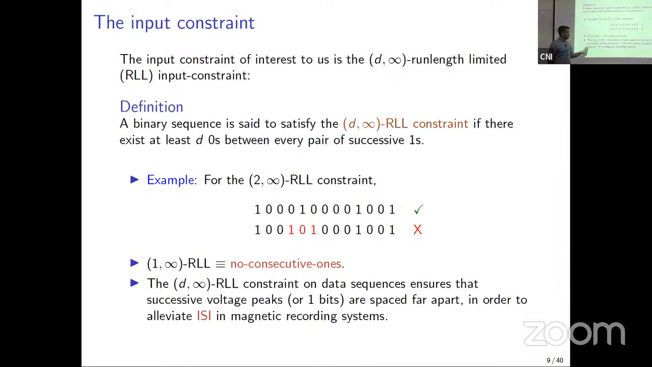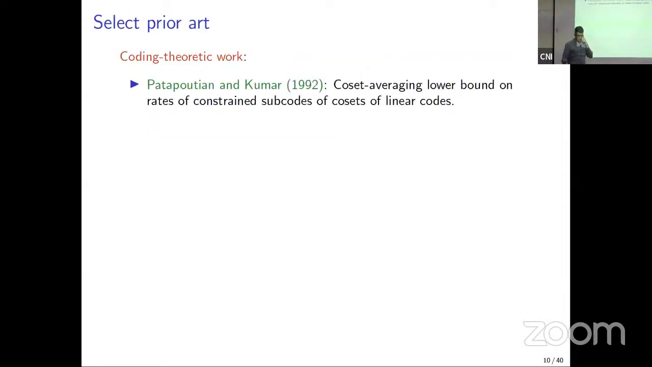And these are constraints that have been traditionally used for inter-symbol interference alleviation in magnetic recording, simply because it ensures that the voltage peaks, which correspond to ones, are sufficiently far away. Now, there's a lot of work on these runlength-limited channel models in the context of computation of rates, bounds on capacities, and so on. And possibly the only work that looks at constructing codes over such channels is the work of Kashyap and Kumar about 30 years ago, which gave a very simple existential lower bound on the rates achievable over such channels.